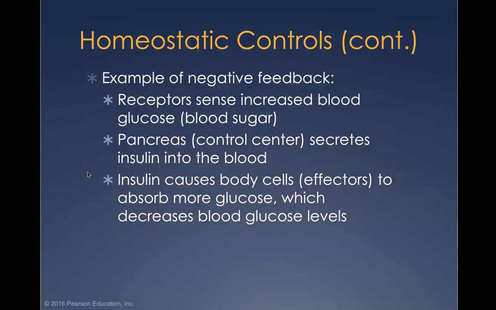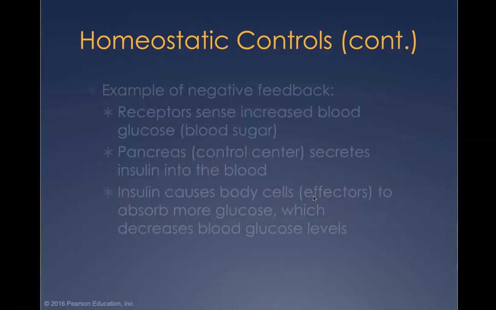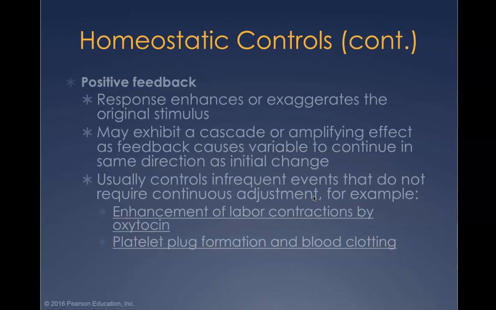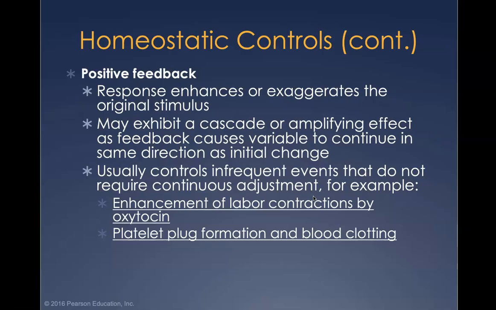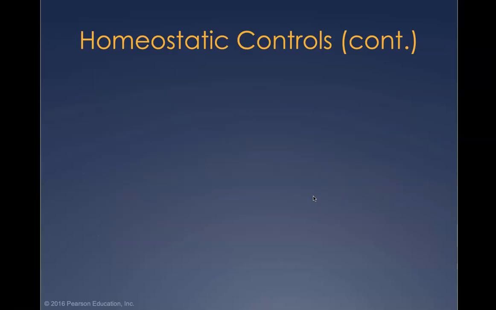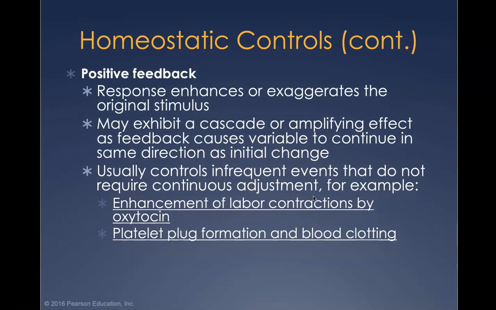So again, there's lots of examples of negative feedback. This is what we just talked about. Receptors sense increased blood glucose levels. The pancreas control center secretes insulin into the blood, and then insulin causes the body cells, the effectors, to absorb more glucose, especially in the liver, which decreases your overall blood glucose. So that's just, again, very simple. And the easy thing is, any example that you get, guys, and you are not sure whether it's negative feedback or positive feedback, just ask yourself, are you getting back to that original state of sameness? If you are, it's negative feedback.